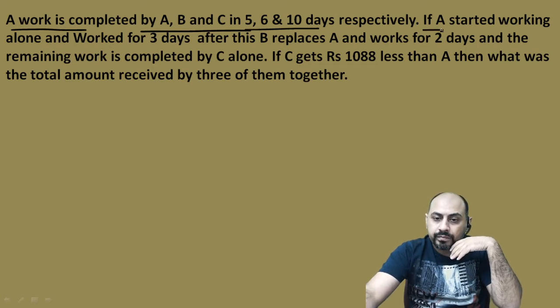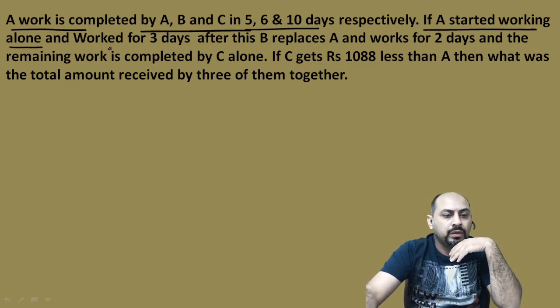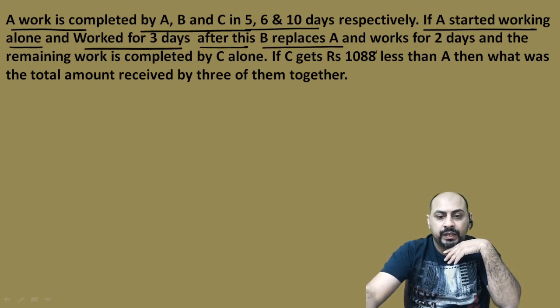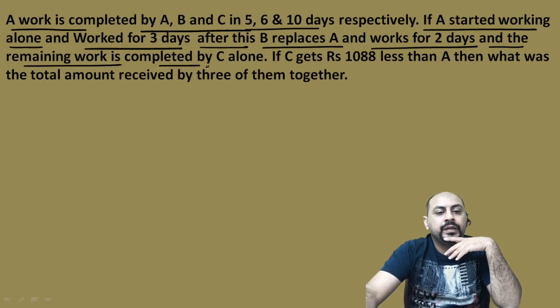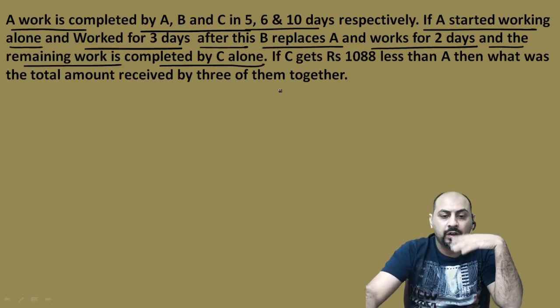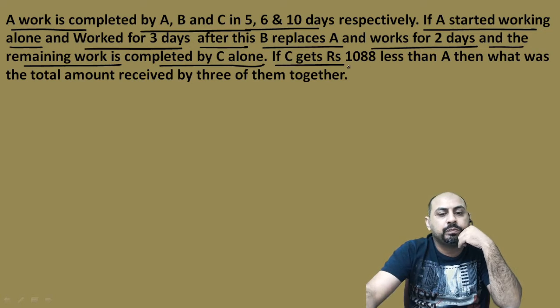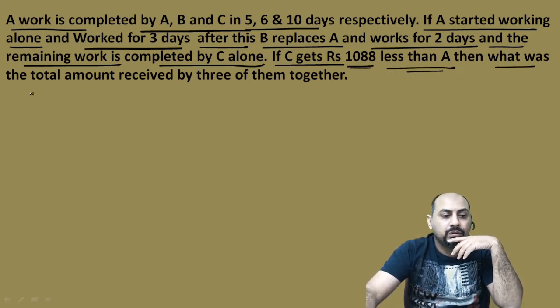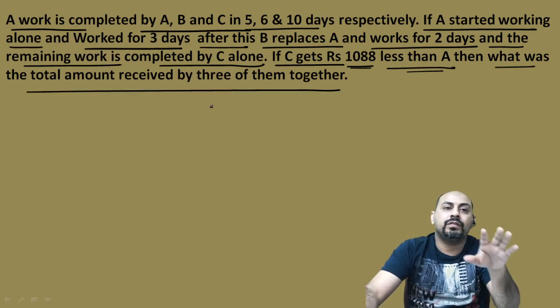If A started working alone and worked for 3 days. After this, B replaces A and works for 2 days, and the remaining work is completed by C alone. Now this is how it is. If C gets rupees 1088 less than A, then what was the total amount received by the three of them together?